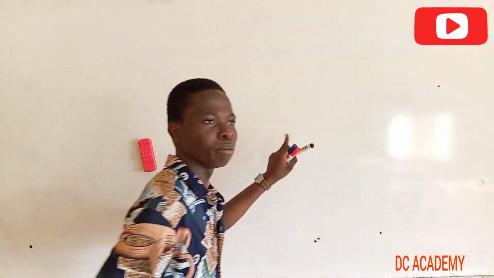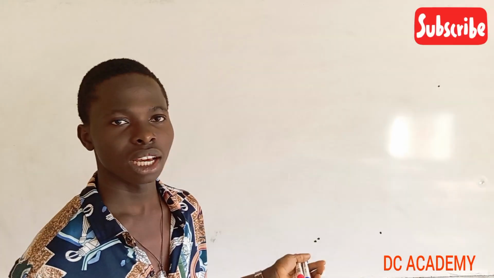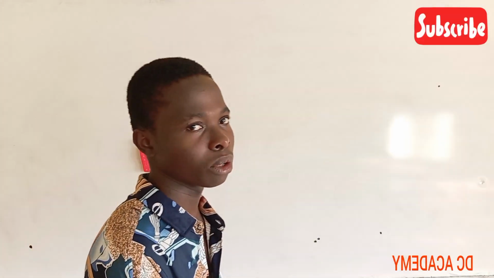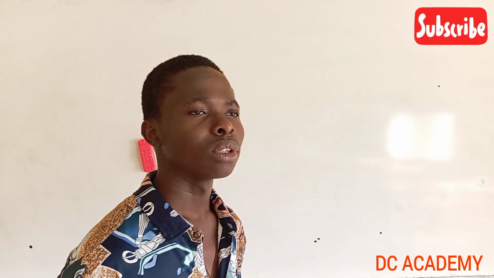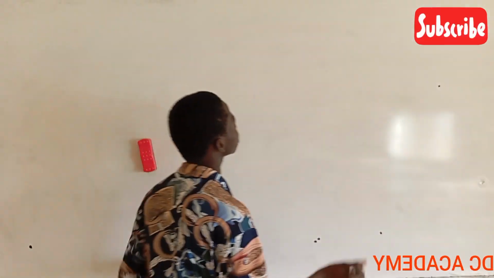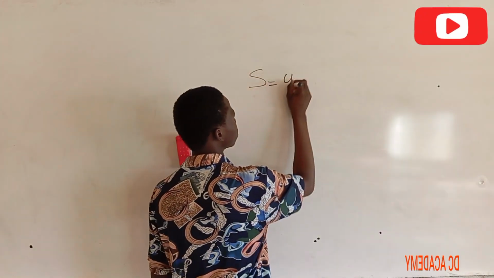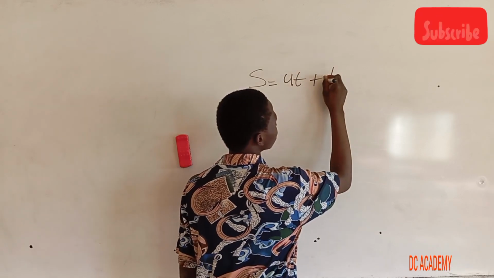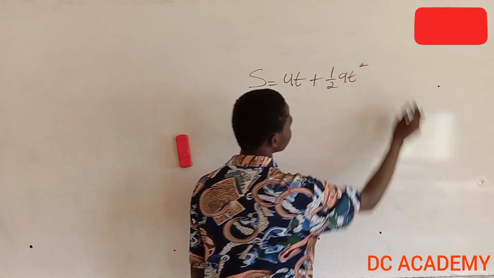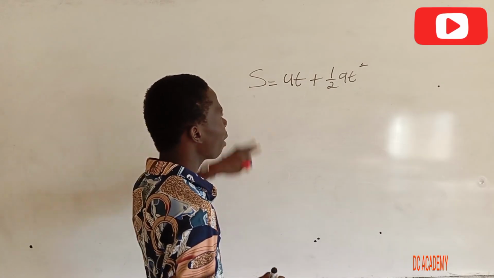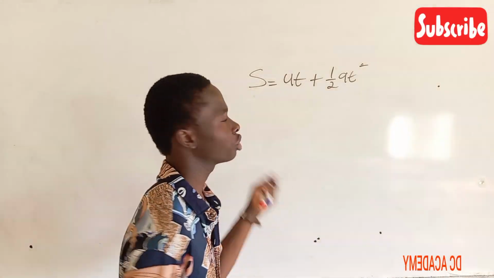Now we have proven our point that dimension can be used to get the units of a physical quantity. That's just it. Now the second one: dimensional analysis can be used to verify the correctness of a physical relation or equation. For instance, we have S = ut + (1/2)at². Now, how can you verify the correctness of this physical relation?